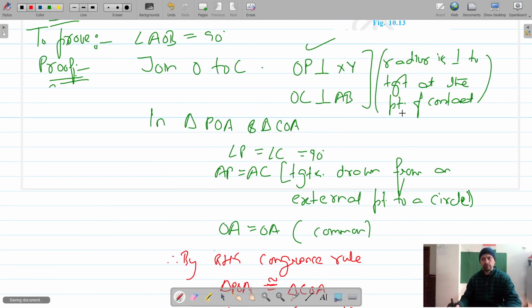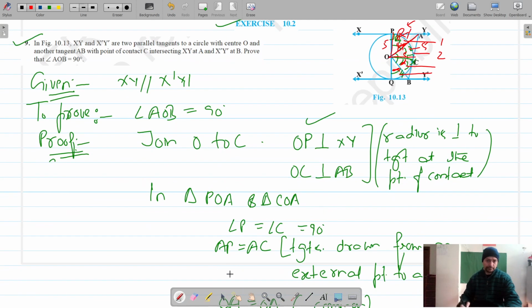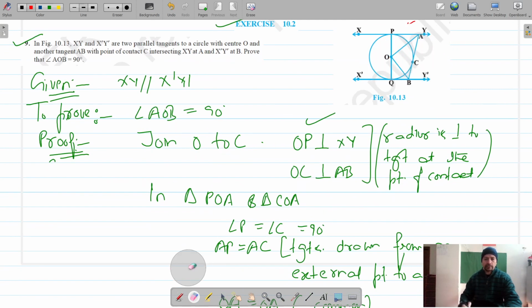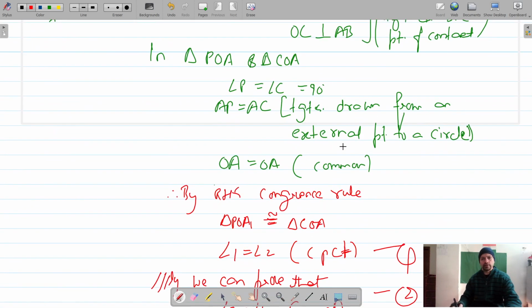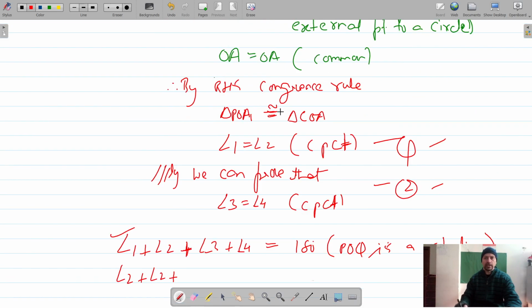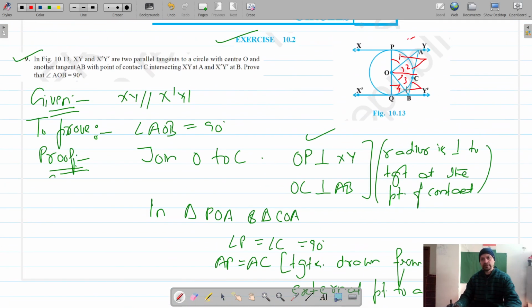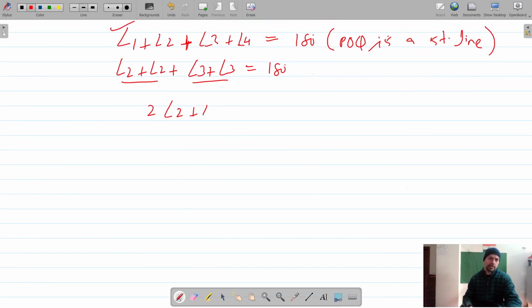Now 1 is equal to 2. So this was my angle 1 and this was 2 and this was 3 and this was 4. So angle 1 was equal to angle 2. So instead of 1, I can write angle 2 and leave 2 as it is. And angle 3 is equal to angle 4. So instead of 4, I can write 3 and leave 3 as it is. So we get 2 times angle 2 and 2 times angle 3.